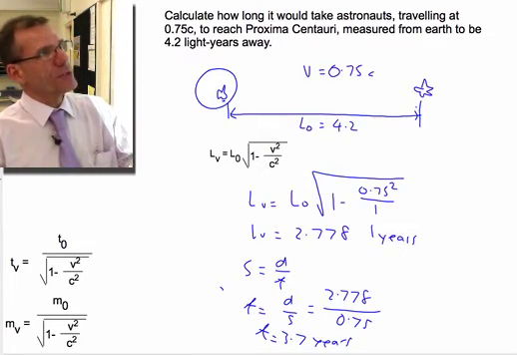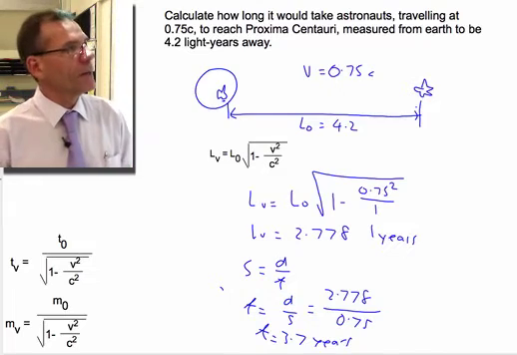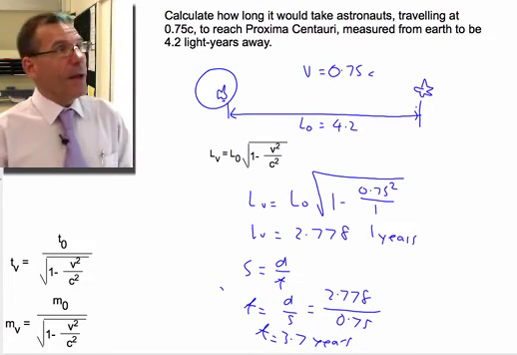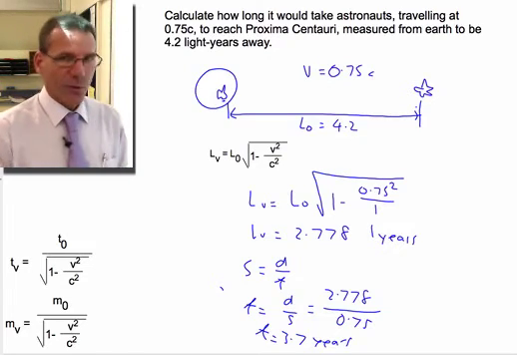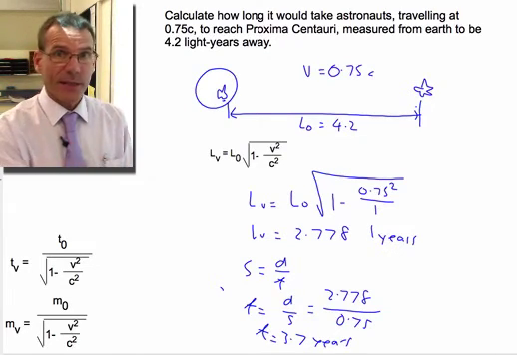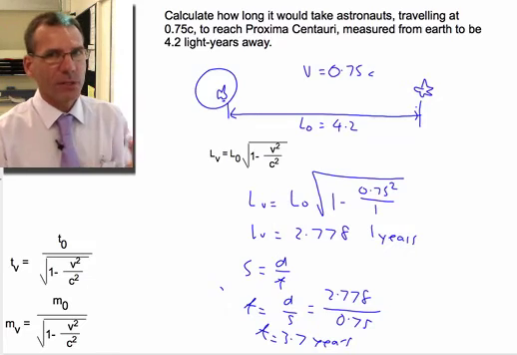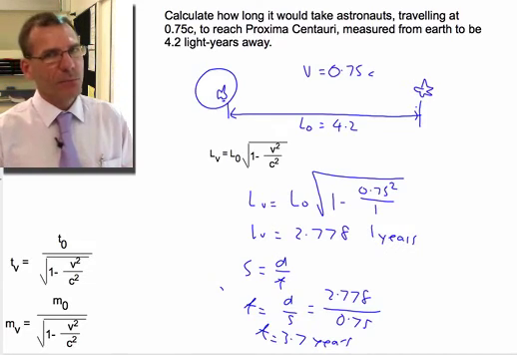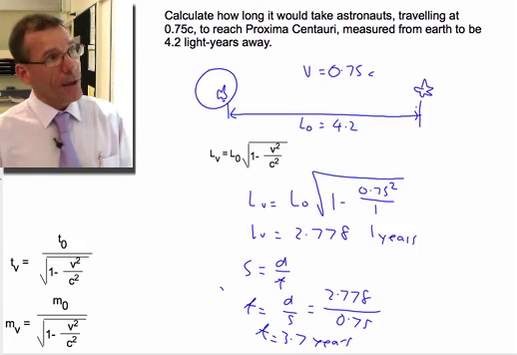The people on Earth see that it's going to take them actually quite a bit longer than 3.7 years, in fact longer than 4.2 years to get there, but they're going to agree that the astronauts thought it only took them 3.7 because they're going to see their clock running slow. So everything works. Of course, the other way we could have tackled this question was to use the time dilation formula, and that would have worked as well.